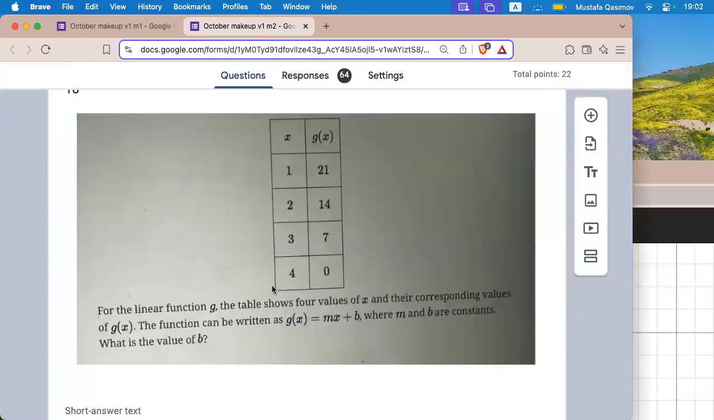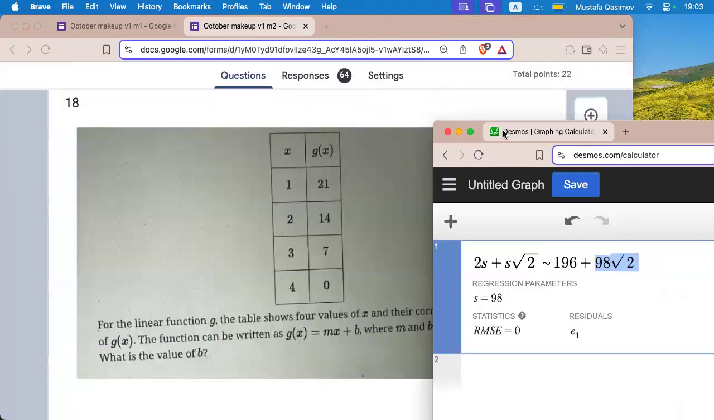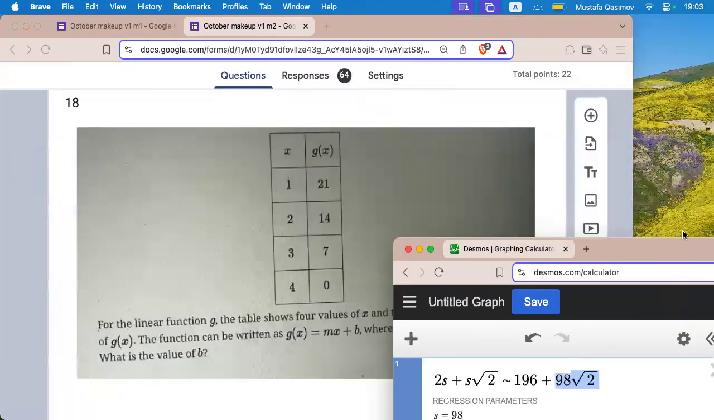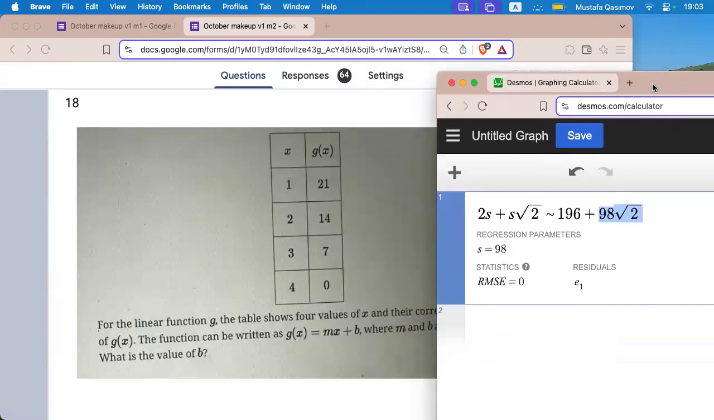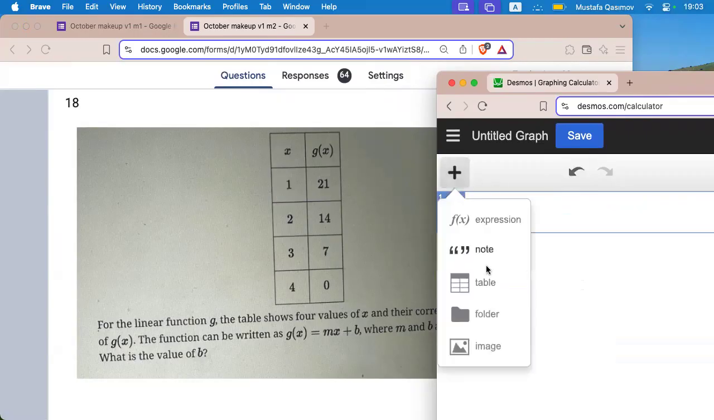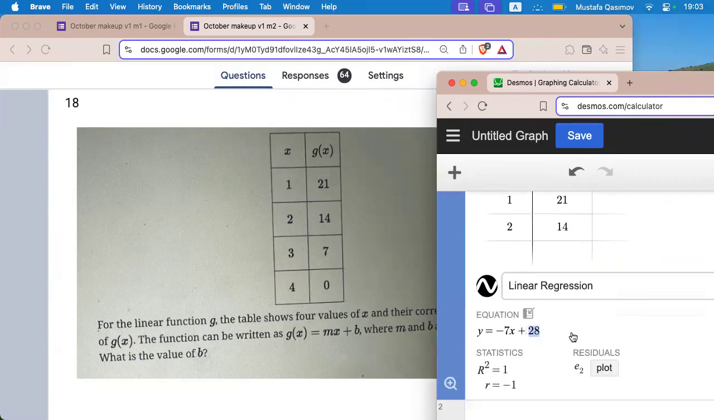18. It is an easy question. You need to just find the slope, I think. No, you need to just find the value of B. So you can see that it is multiplied by 7 each time for every increase of x by 1 unit. So for 0, it will be 28. It's decreasing. Table: 1, 21, 2, 14, 28. Add regression. Yeah.